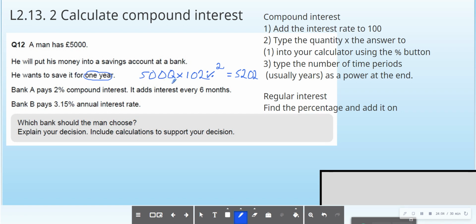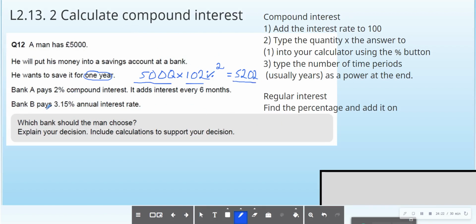The method's always the same. The quantity multiplied by the percentage it's gone up, so 102%. We've added 2% to 100, and then the number of time periods, which is usually years. So if it's over 3 years or 4 years, this number increases. Then equals, and it gives us how much money he'll have from Bank A.